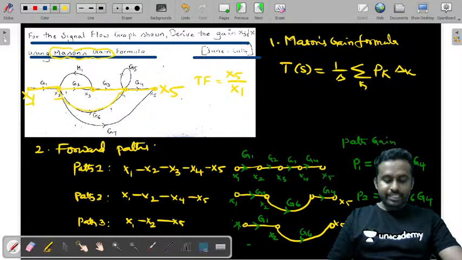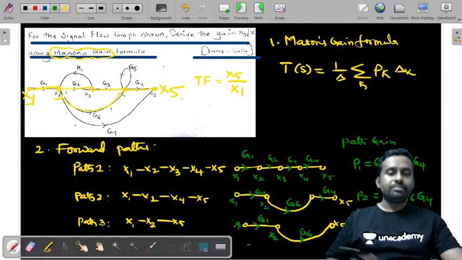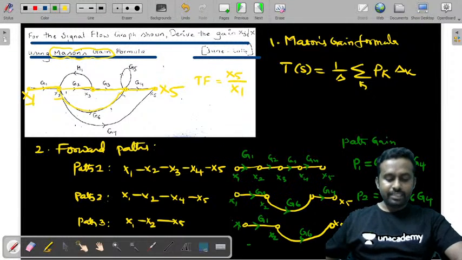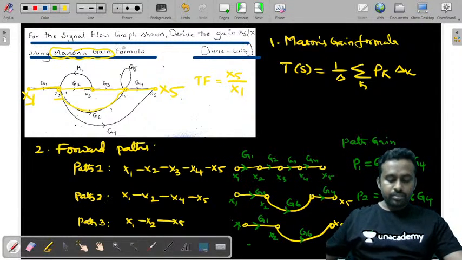Ayush Chauhan, g1, g6, g4 and g1, g2, g3, g5. Exactly correct, Ayush Chauhan. That's absolutely true and very good. Yeah, the number of forward paths are 3. So you have 3 forward paths here. Yeah, g1, g2, g3, g4. That's correct.